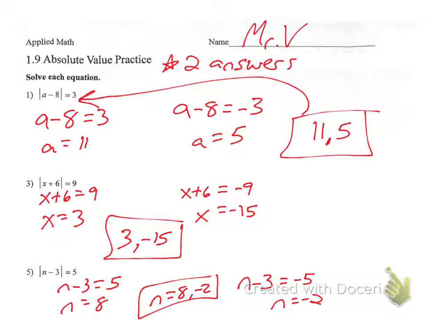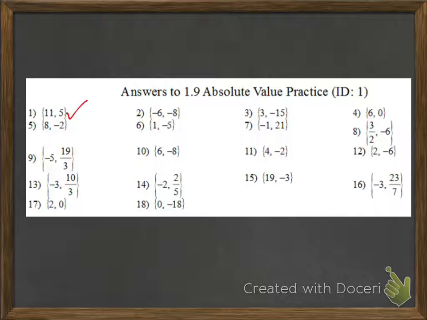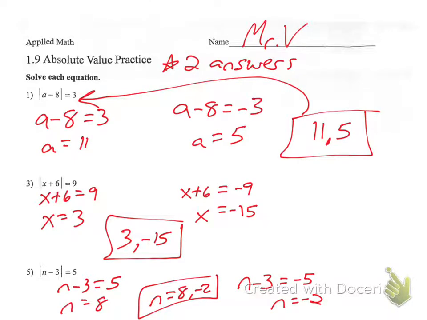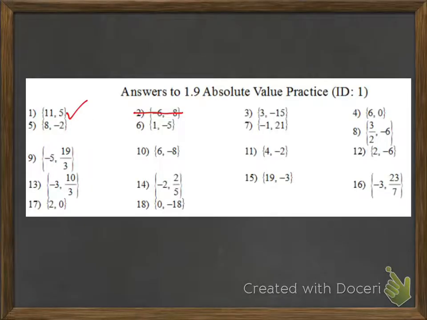All right, so let's check answers first. So first one's 11, 5. So that one's good. Second one is 3, negative 15. So that's good. And then I have 8, negative 2, and that one's good. All right, so let me just cross out these evens.